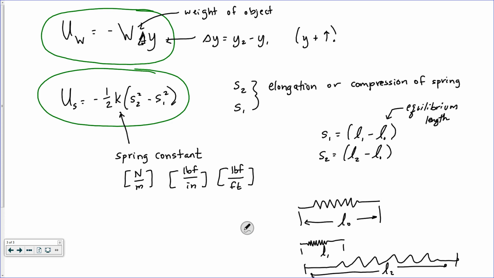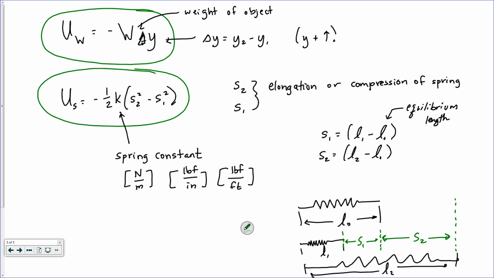S1 and S2 is not the length of the spring, remember. It's the distance that it's been compressed or stretched. This would be S1 here, the difference between the equilibrium position and its new length. S2 would be this distance here, the distance from its equilibrium length to its new length. Okay? It's the amount that it's been stretched out or compressed by. It's always with respect to the equilibrium position.